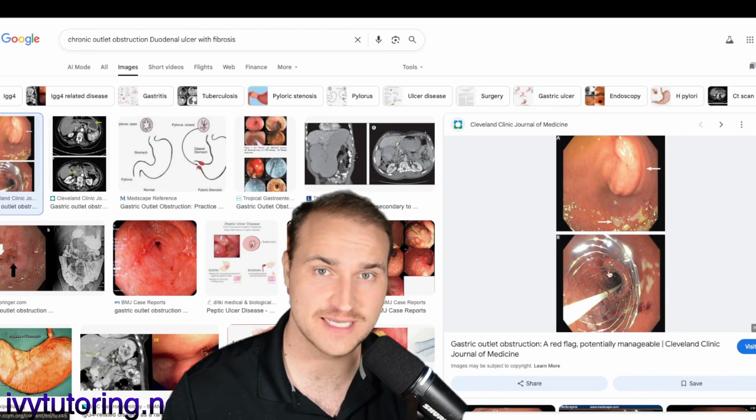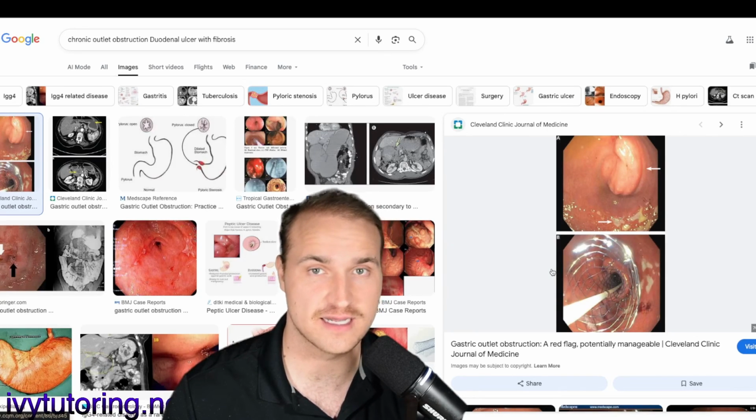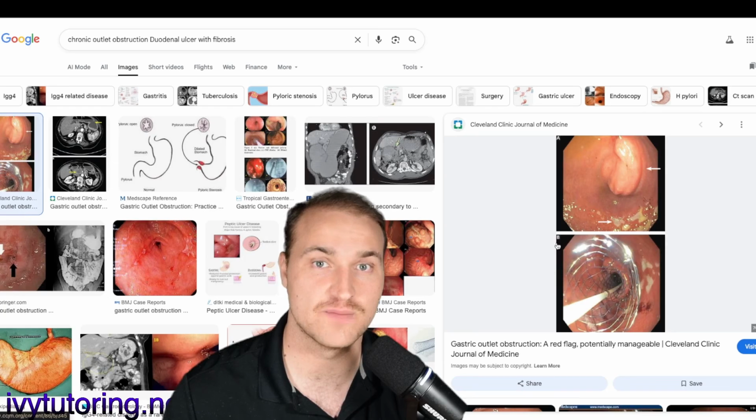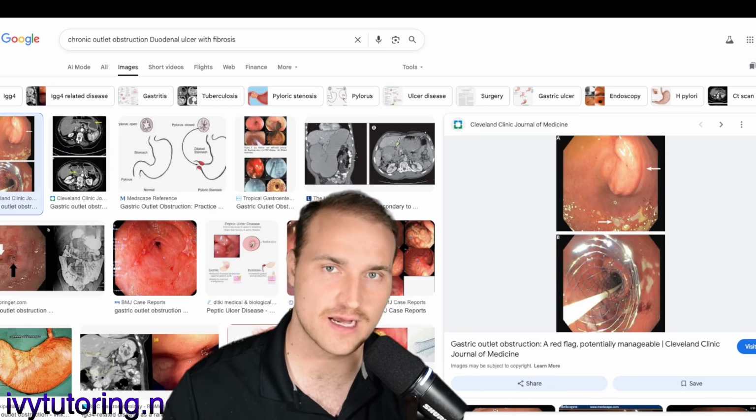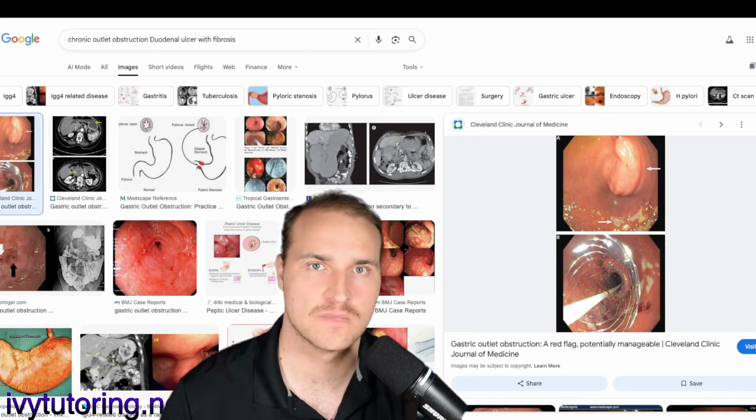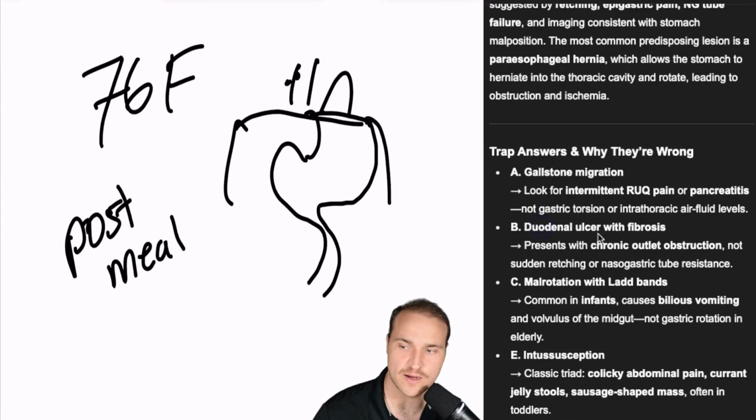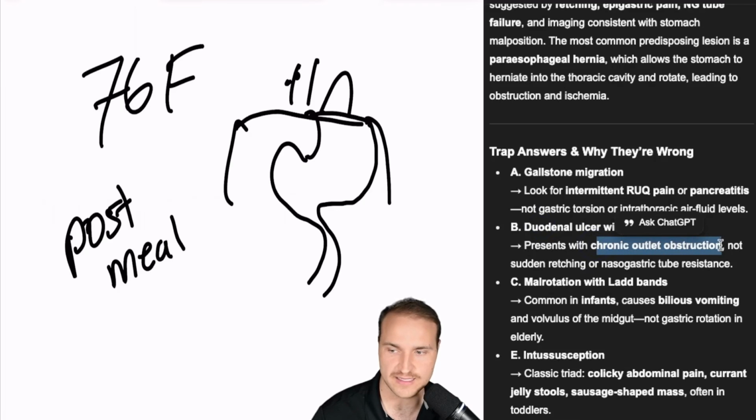And so gastric emptying becomes impaired and you get retention of the gastric contents. That can cause vomiting, so you get a loss of hydronium and also chloride. And so you get metabolic alkalosis. And then the kidney will compensate and you get paradoxical aciduria. That's where you try to conserve sodium at the expense of hydrogen. So all this to say that duodenal ulcer with fibrosis would be that condition.